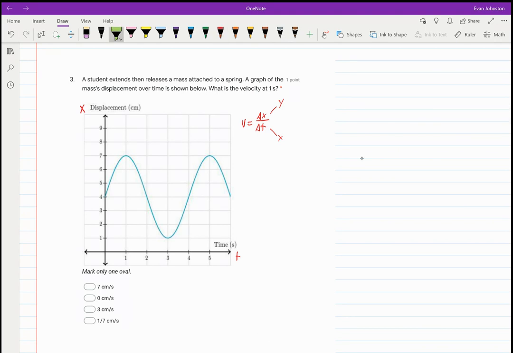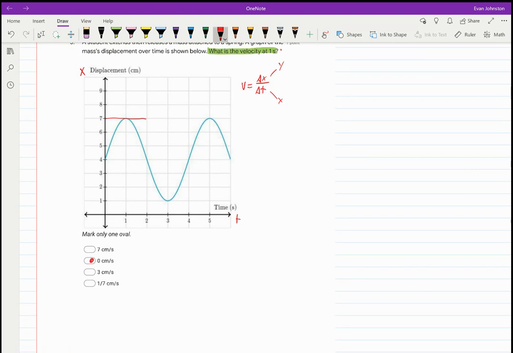So when it asks what the velocity is at 1 second, I look at 1 second and go up the graph, and I see that it's flat right here. Since it's flat, that means the slope is 0. So there we are. That's it.